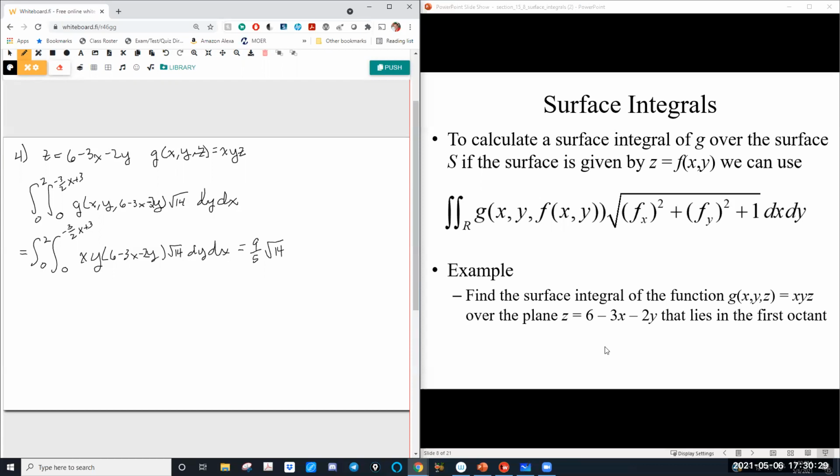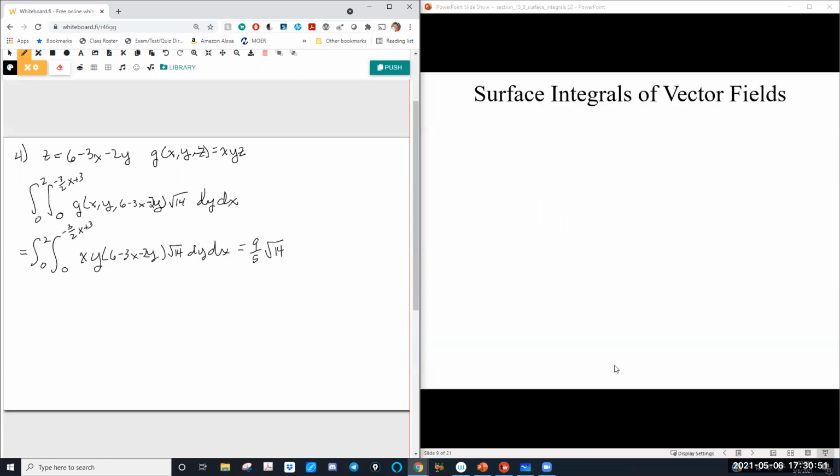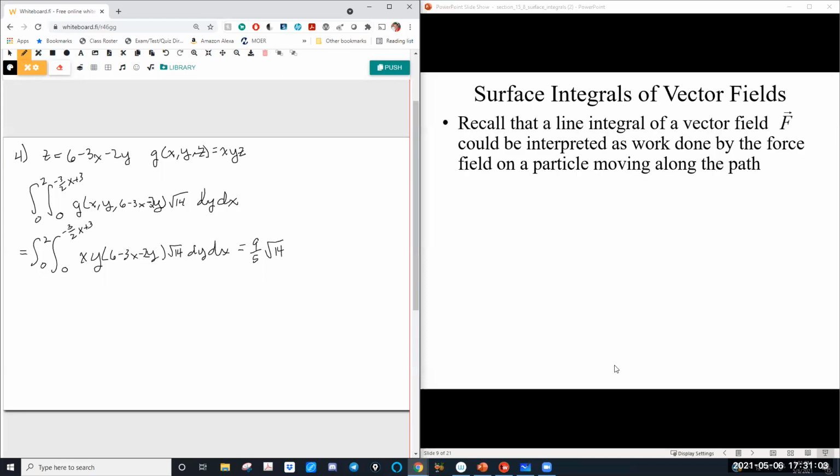All right, quick recap of what we've done. We've done surface area of both parametrized surfaces and surfaces defined as a function. And we've done surface integrals of a surface given parametrically and a surface given as a function. Now we're going to move into surface integrals over vector fields. This is going to be similar to something we did with our line integrals, because now we're going over a vector field.